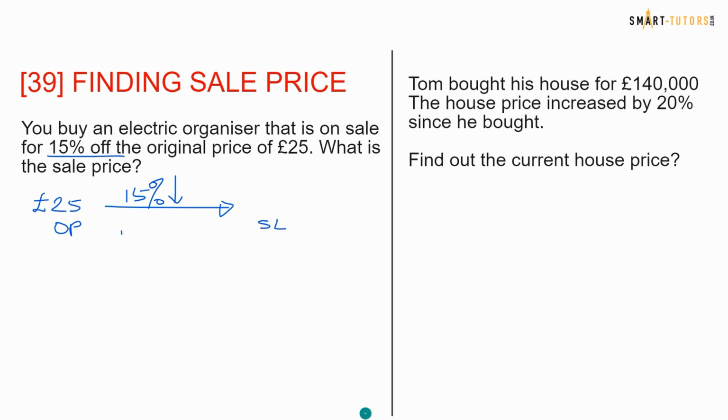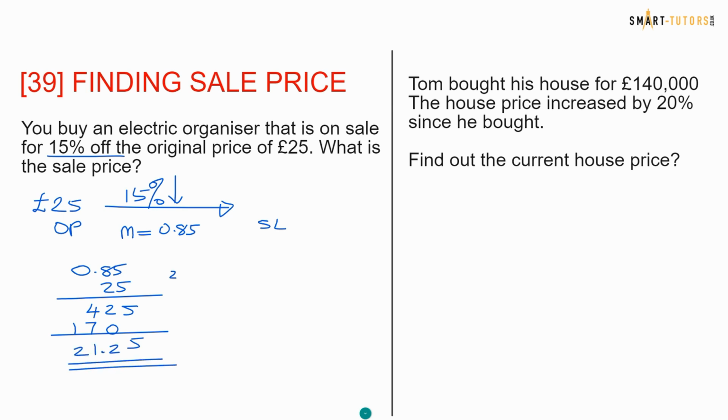So you can do that one. Or the multiplier. The multiplier is 15% off means 100 take away 15 is 85. So 0.85 is the multiplier. So 0.85 times by 25 is the answer for the sale price. So 5 times 5, 25. 2 remaining. 5 times 8, 40, 42. 2 times 5, 10, 17. Then add them up, 5, 2, 1, 2, and 21.25 is the sale price.